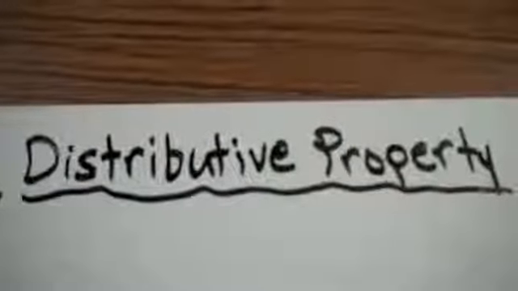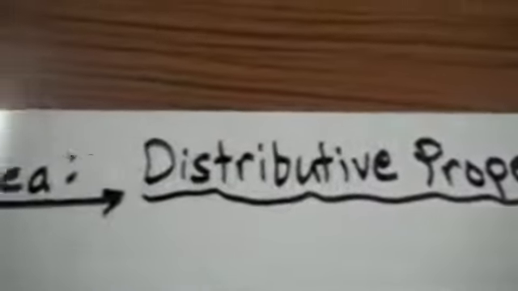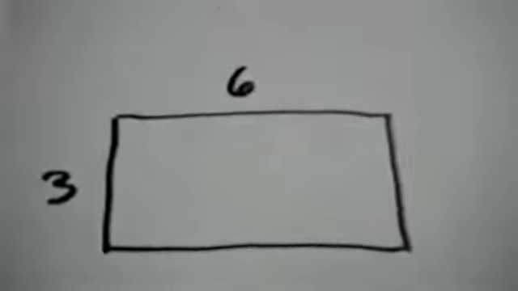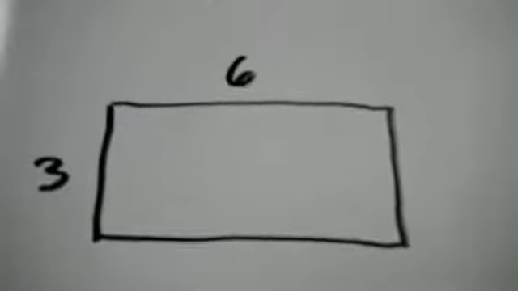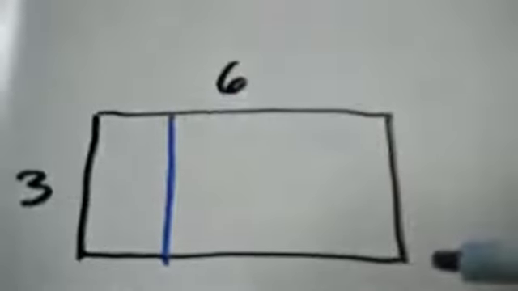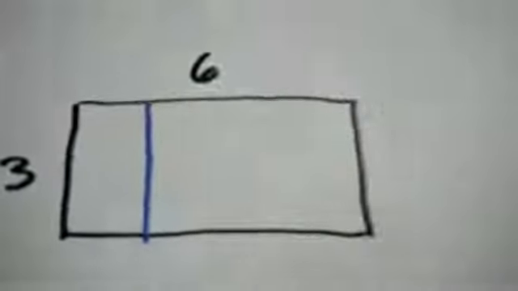Today we're going to learn to use the distributive property to find the area of a rectangle. So here's our rectangle. We have 3 by 6, those are the dimensions. We could just find the area, but the cool thing about the distributive property is you can divide or partition up your rectangle into 2 rectangles and still find the correct answer. So I'm going to do that. I'm going to have a blue rectangle here and a red rectangle here.